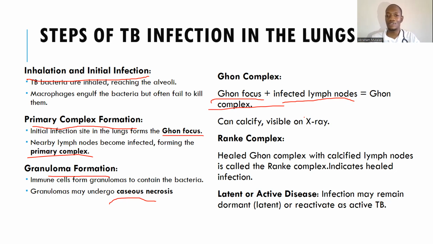And sometimes, because of the healing processes, especially if it is in the lungs, they heal by fibrosis, so they can calcify later on, and then this is usually visible on X-ray. So that becomes the Ranke complex. And then sometimes your body is able to clear it, but if it is not able to clear the bacteria, then you get latent tuberculosis.